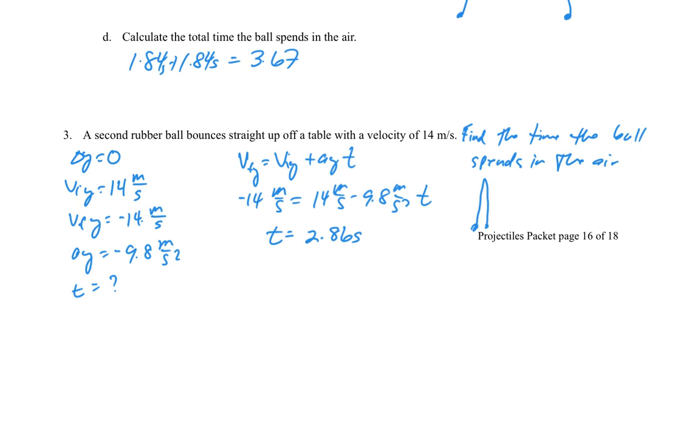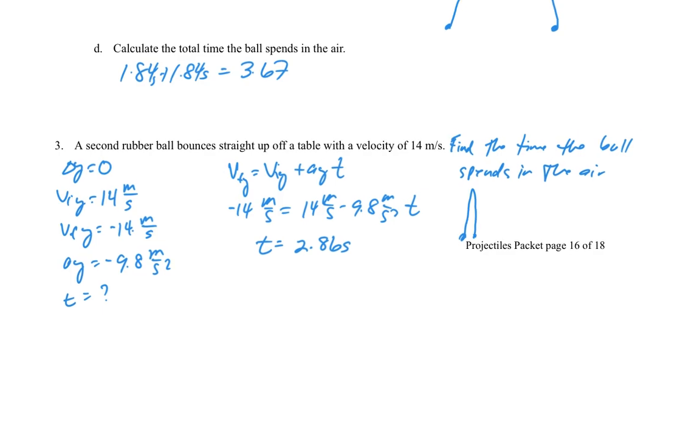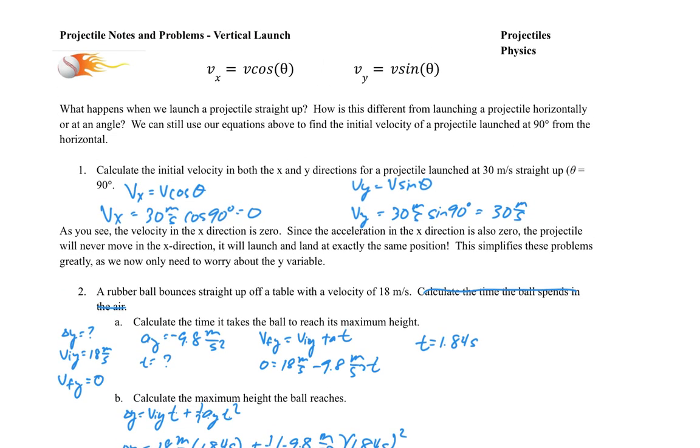So you should see that these problems are exceedingly similar to the ones we've been doing previously in the unit. The only thing is now we have an angle of 90 degrees, so we don't really need to use that trig anymore. We just need to realize that the velocity in the x direction will be 0, and the velocity in the y direction will be all of the velocity that we were given.